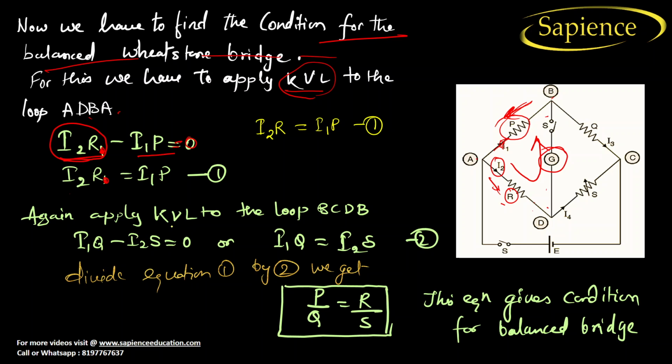Now again apply Kirchhoff's voltage law to the loop BCDB. See here, we are talking about the other loop, that is BCDB. When we talk about this loop, we are going here with the current, so this will be positive.